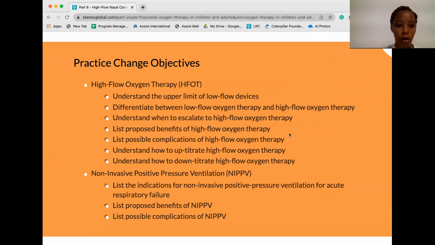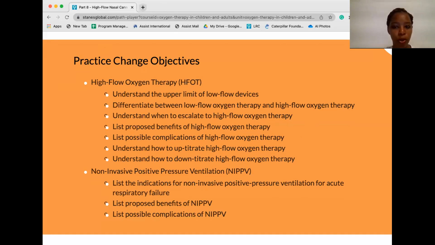So these will be the objectives for this teaching today. With high flow oxygen therapy, we want to understand the upper limits of low flow devices, which we have already covered in the other session, and we'll just go through them and see what the limit is. Then we're able to differentiate between low flow oxygen therapy and high flow oxygen therapy, understand when to escalate to high flow oxygen therapy, list proposed benefits of high flow oxygen therapy, list possible complications of high flow oxygen therapy, understand how to up titrate high flow oxygen therapy, and understand how to down titrate high flow oxygen therapy. The good thing about these objectives is that we've touched on most of them in other presentations, so it will be easy to go through them.